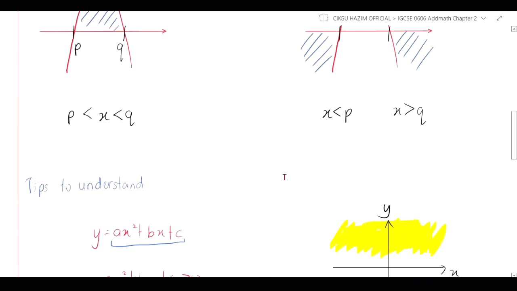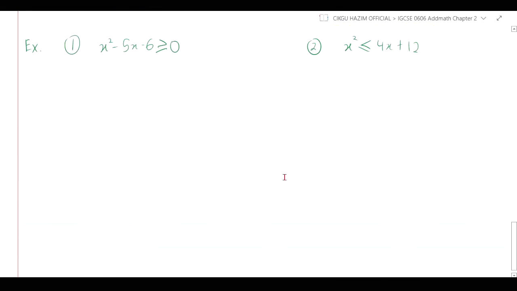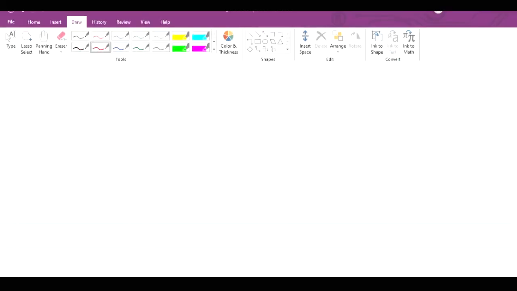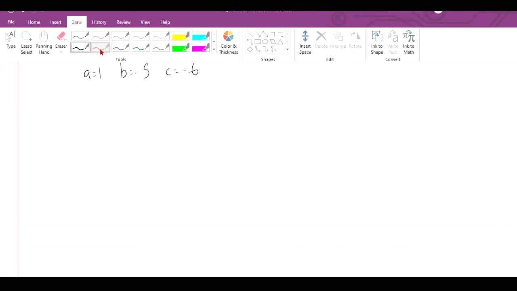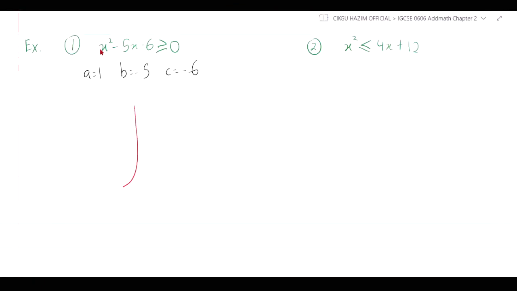Let's look at an example. First, let's look at x squared minus 5x minus 6. Is this a smiling graph? Yes, a equals 1, b equals negative 5, and c equals negative 6. So right now you understand that this is a smiling face, because a equals 1. Then you make this line here as the x-axis.